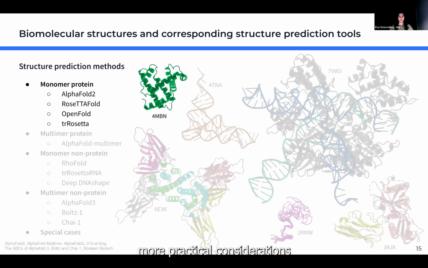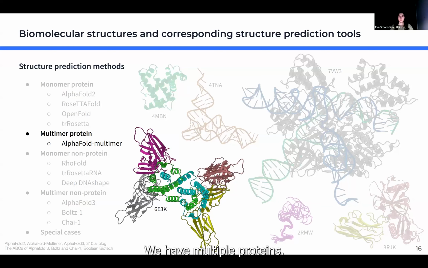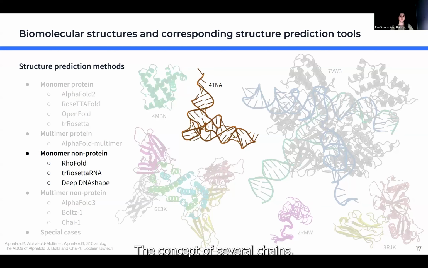Now let's switch to more practical considerations regarding protein structure prediction and protein design. Let's start from the structure prediction. I separate the structure prediction tools based on what kind of systems they address. Here we can see monomer proteins, the protein that consists of one chain. We have multiple proteins that consist of several chains.